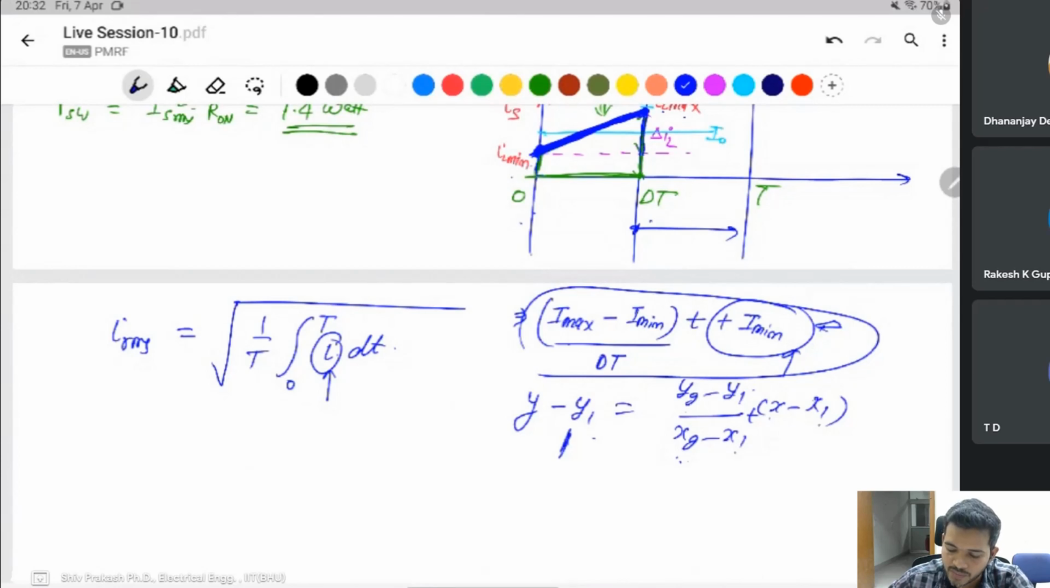If you have the expression of this, then you can square it, and after that find the RMS value. This is squared for the RMS value: root, mean, square.